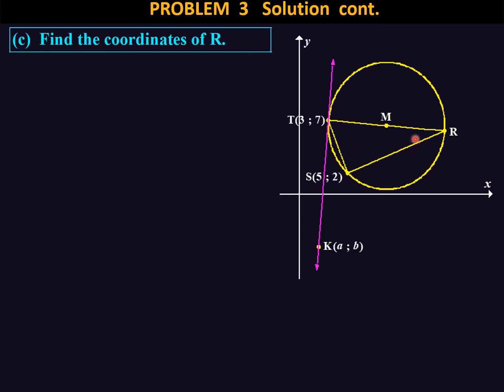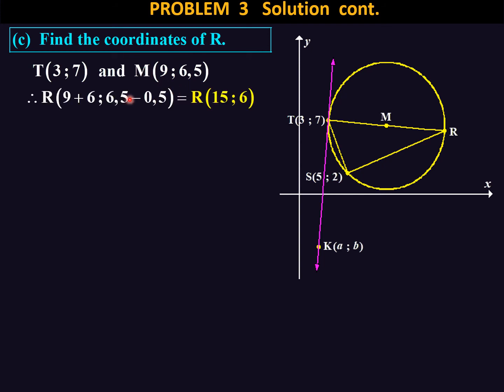But what is much easier? I have T, and I know the center, and we had a question similar to this earlier. So I can just use the transformation there from T to M and from M to R. So for TR, I've got point T, and point M we calculated earlier is (9; 6,5) from the given equation. So R there will be from 3 to 9, I added the 6, so I just add another 6 to the 9. 9 plus 6 is 15. From 7 to that, I subtracted 0,5. So 6,5 subtract 0,5 gives me 6. So the coordinates of R here are (15; 6).